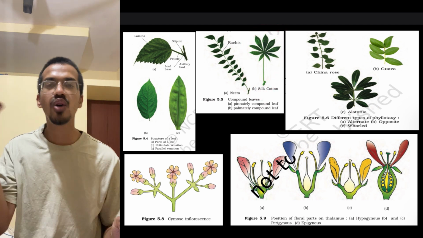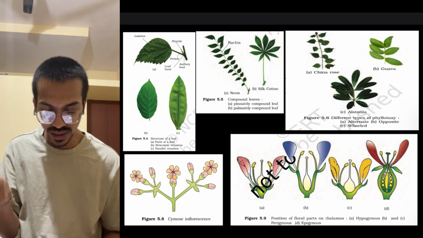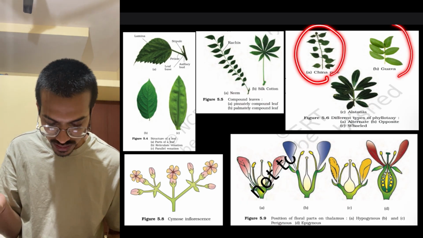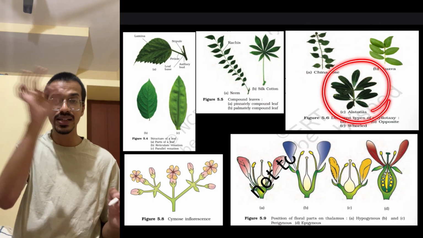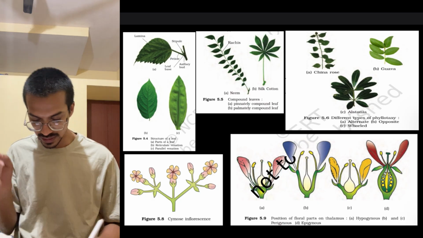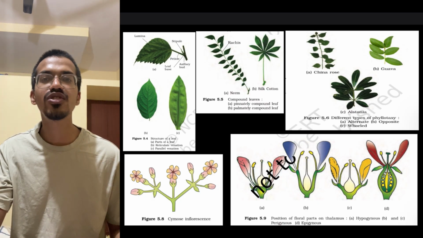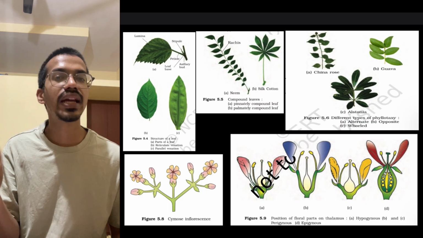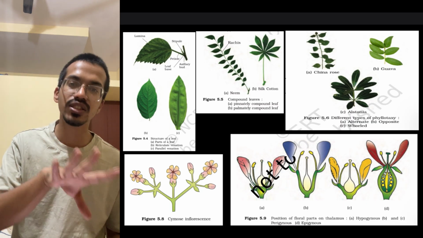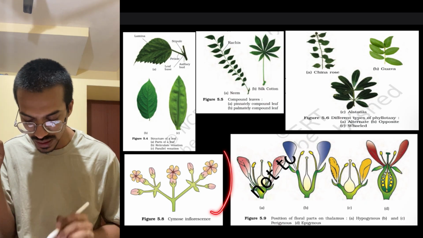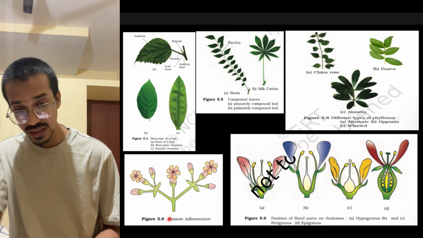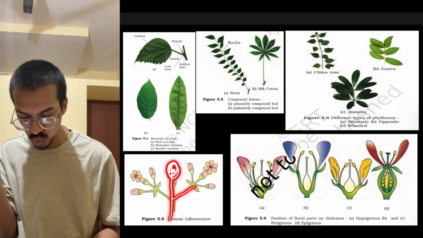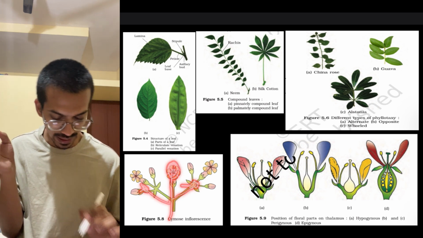Then comes the next thing, how the leaves are arranged on the stem, that is known as phyllotaxy. It could be of three types. One is alternate, one is opposite, and one is whorled, where from a single node multiple leaves are present. Then the flowers can be arranged on the stem, and that is called what? Inflorescence. There are two types of inflorescence, racemose or cymose. In cymose, you can see that once the stem grows, it will have the older flower, and the newer smaller flowers will keep on coming up.